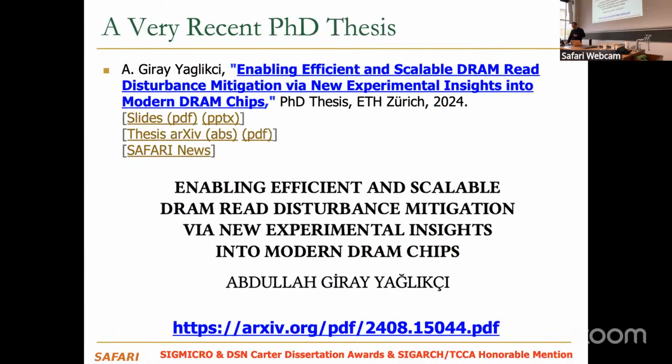And we talked about some papers and theses. I would recommend people to look at this particular thesis from Giri. It's a very well done thesis on both developing experimental insights into RowHammer and RowPress phenomena, and also developing solutions to the problem. Giri introduced a BlockHammer solution we're going to talk about. Deservedly, this thesis is one of the very few theses in the world that received awards from three different communities: computer architecture, computer microarchitecture, and dependable systems.